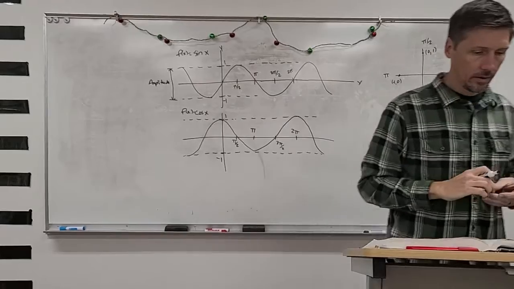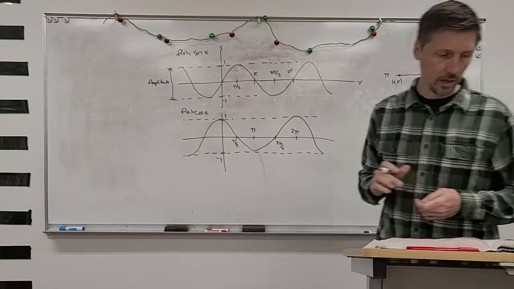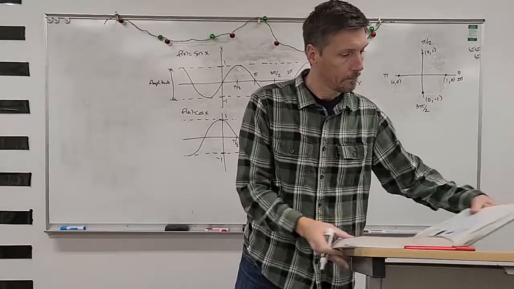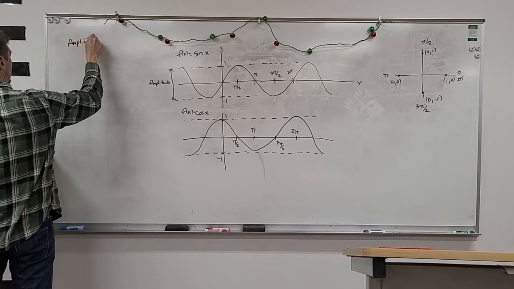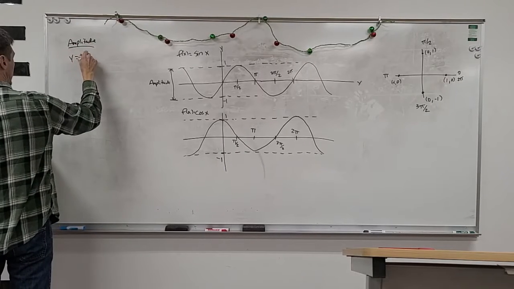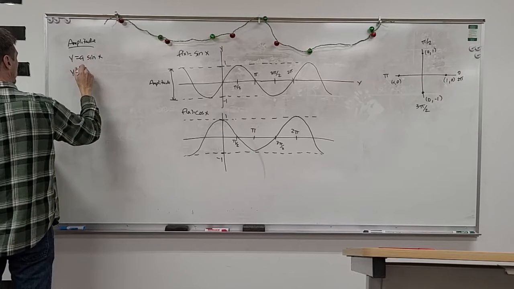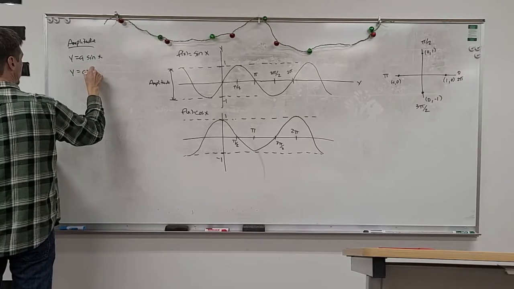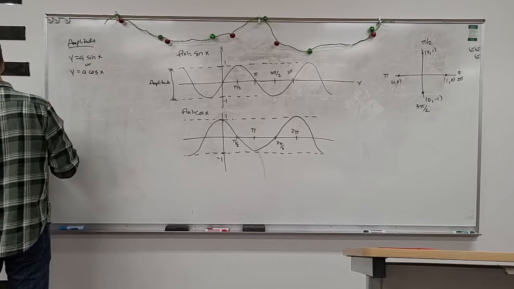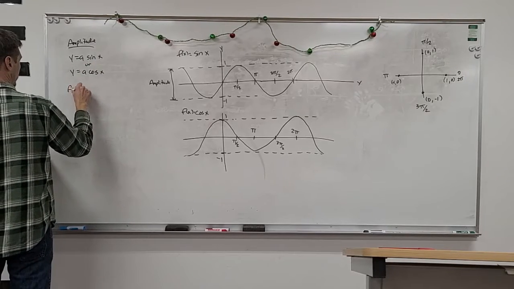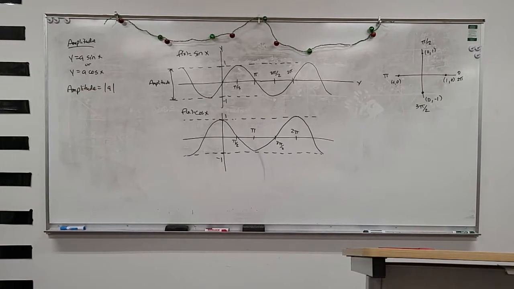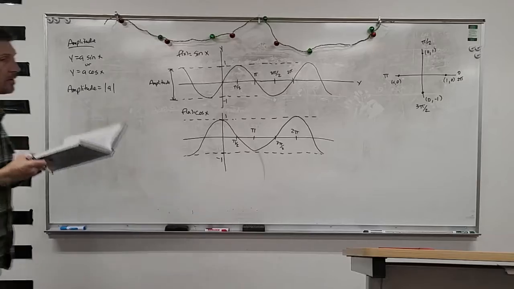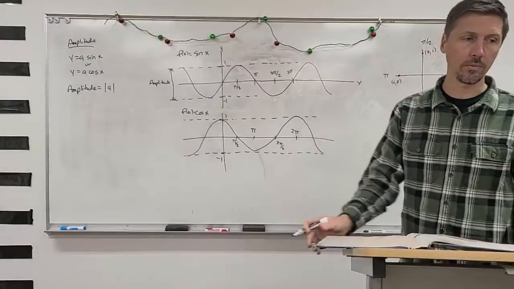And the amplitude is, if you have y equals a sine of x or y equals a cosine of x, the amplitude for both of those equals the absolute value of a. So for each of our parent functions here, our sine and cosine parent function, what would the amplitude be?